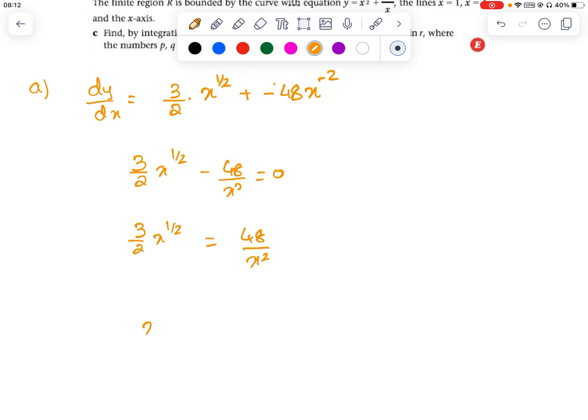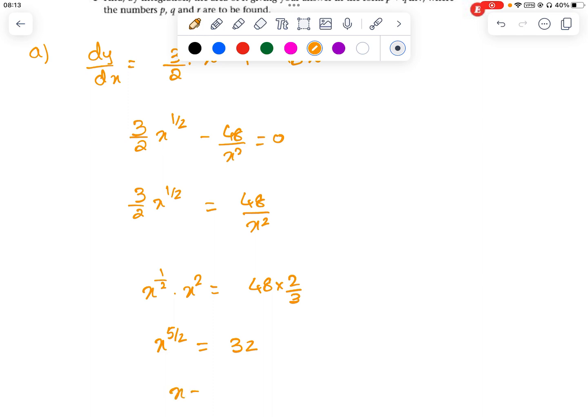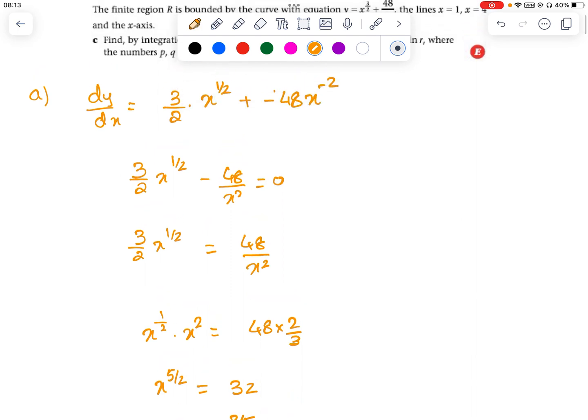Do the cross multiplication: x power 1 upon 2 times x square equals 48 times 2 upon 3. So which is x power 5 upon 2 equals 32. So x equals 32 to the power of 2 upon 5. Do by calculator, it gives you x value as 4. I need to find the value of y too.